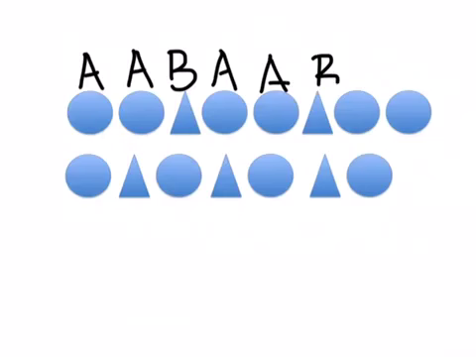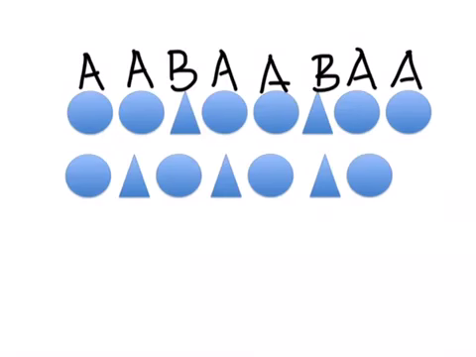Now let's apply that to this pattern. So first let's identify what this top pattern is. Circle, circle, triangle. Circle, circle, triangle. Circle, circle. Okay, so if I was going to make that a letter pattern, it would be A, A, B. A, A, B. A.